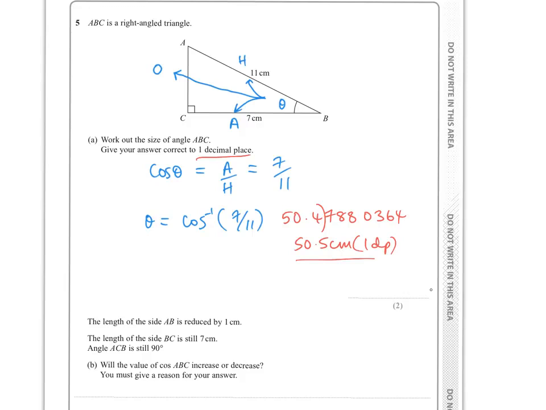Now the second part says the length of side AB is reduced by 1 centimetre, but the length of the side BC is still 7, and the angle ACB is still 90. So it's saying that this angle stays the same, this length is preserved, it stays the same, but this length here goes down by 1. Now that's not a very good one there, so I'm going to try and do this properly if I can remember. So let's do it like so.